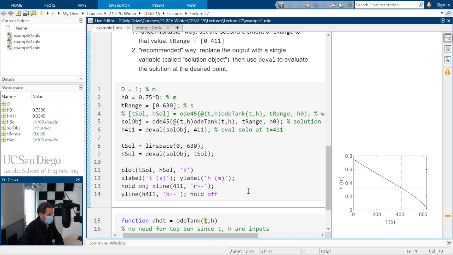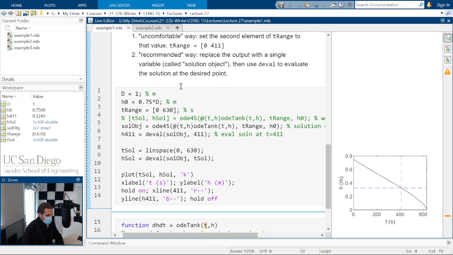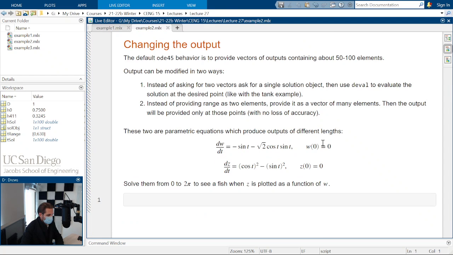All right, let's look at another example here. That finishes our tank example. A couple of different ways that we can change the output. We just did that with d-eval. So the default behavior, if you didn't notice it over in the workspace, is you just get a vector of outputs, and they have a different number of elements each time. Usually it's somewhere on the order of 50 to 100.